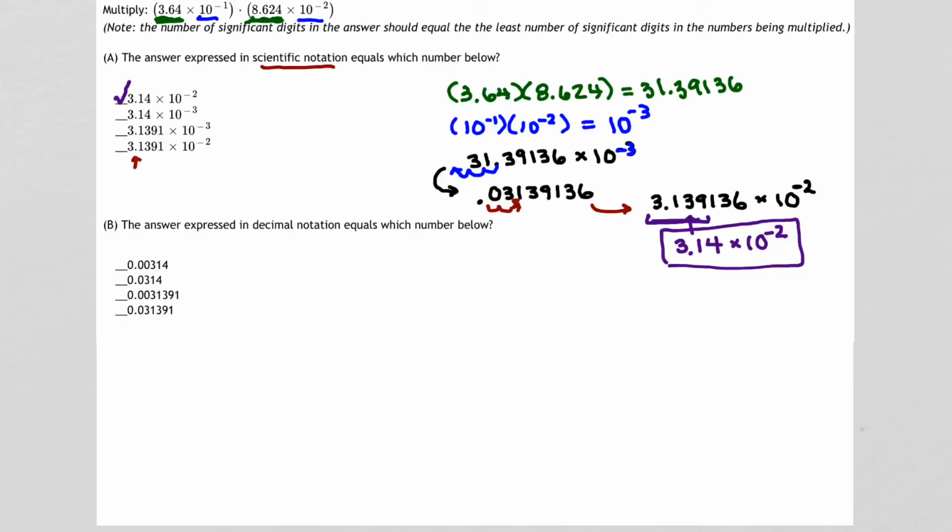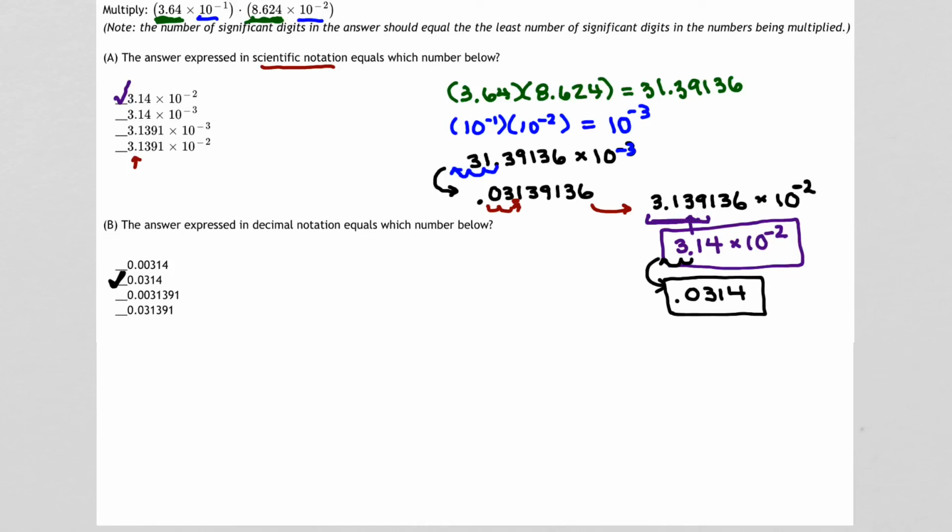Written in scientific, okay, slow down, Tina. Going too fast here. So that's part A. Part B, now I want to take that answer and rewrite it into decimal notation. So let's take this guy and put him back into decimal notation. Remember, 2 digits to the left, which is 0.0314. That is now the answer written in decimal notation. And that matches this answer right here, 0.0314, or if I like, 314 ten-thousandths.